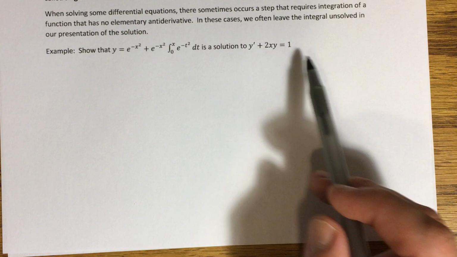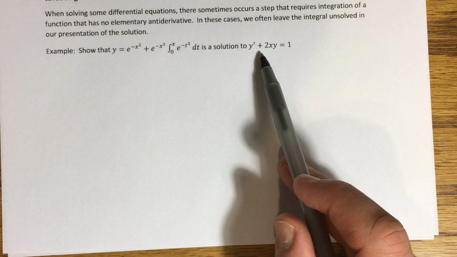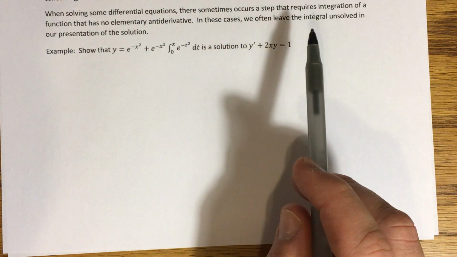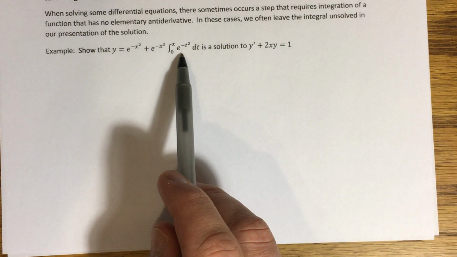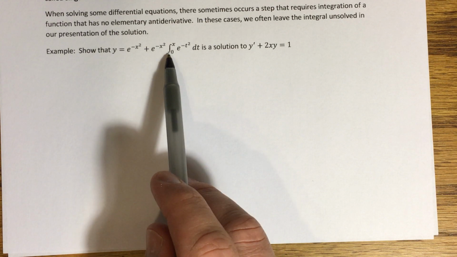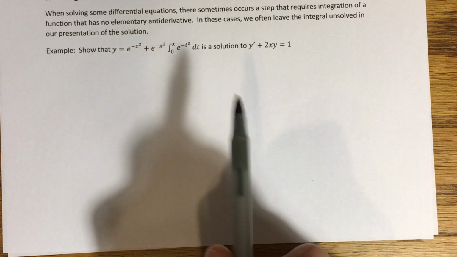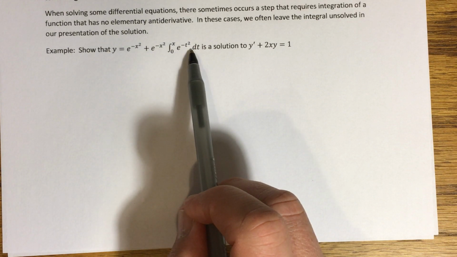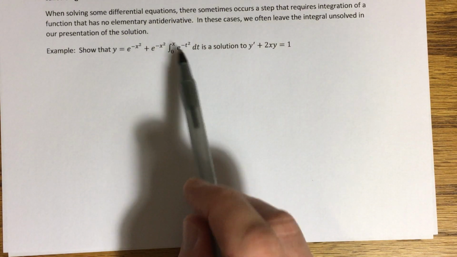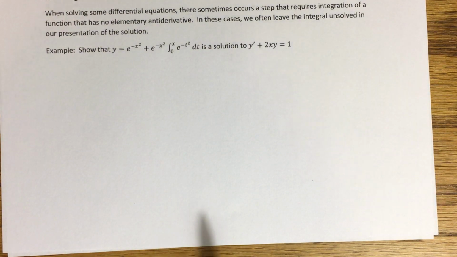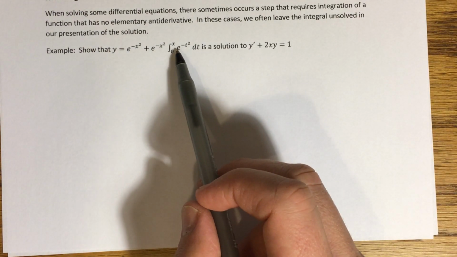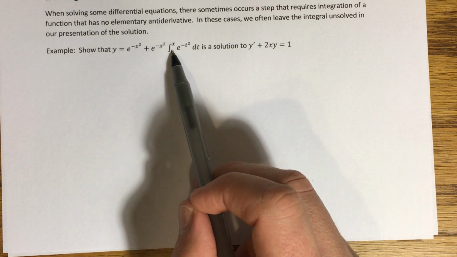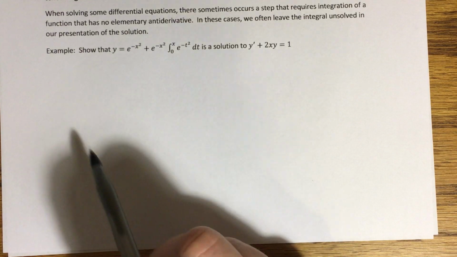So to give you an example, we're looking at this differential equation, y prime plus 2xy equals 1. And we are going to verify that this is a solution to that differential equation. Notice there's an integral showing up here, e to the negative t squared dt. If you try to integrate that, this is an example of a function that does not have an elementary antiderivative. So we're not really going to be able to solve this integral directly. Instead, we're just going to let it live in our representation for our solution.